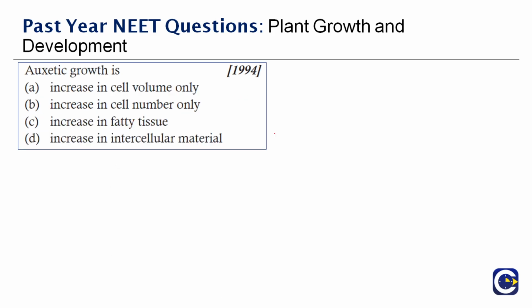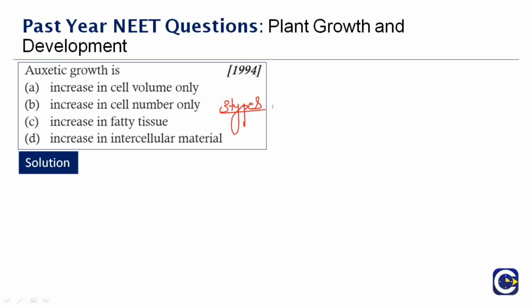Okay, next question here. Auxetic growth is dash. What does an auxetic growth do? Again this question was asked in the year 1994. See, 3 types of growth are present in multicellular animals. What are the 3 types? The first one, auxetic growth, is an increase in cell volume only and not in number. Multiplication growth is an increase in number and not in volume.